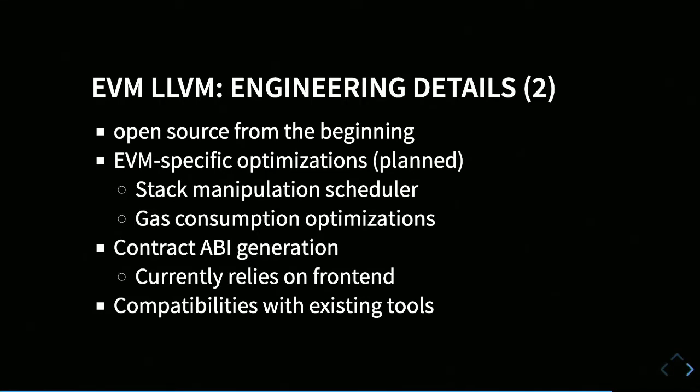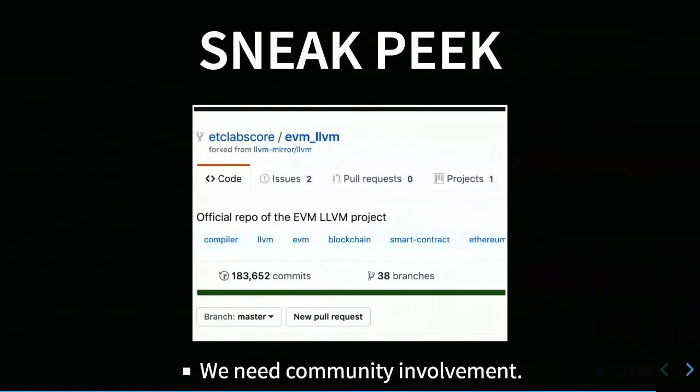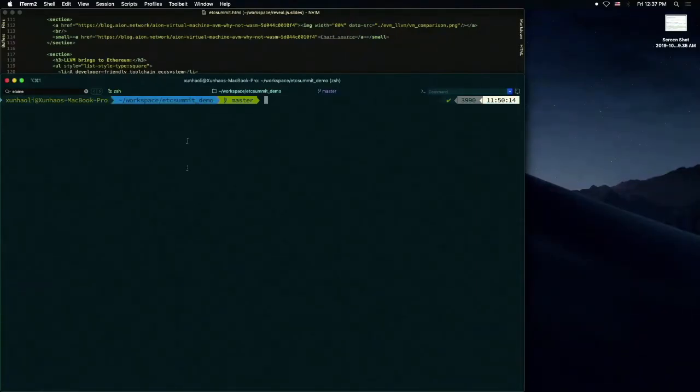And we are planning to be compatible with existing tools like Truffle and so on. So a sneak peek: you can go to ETC Labs Core and find the EVM LLVM project today. It's been there for a while, and you can take a look at the code. And I'm going to update the wiki to have more details on how to compile and use it as a backend.